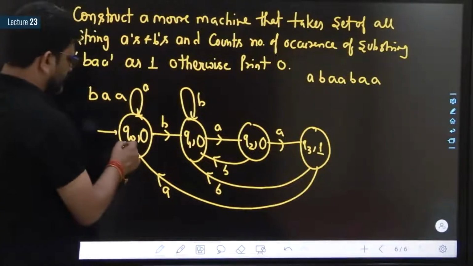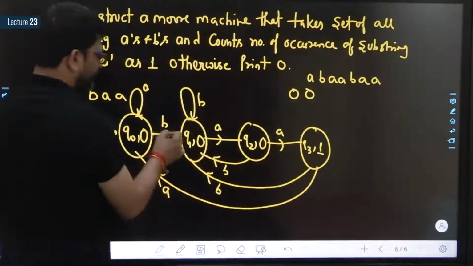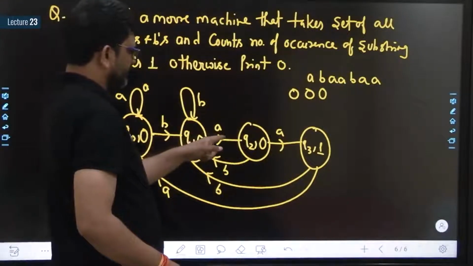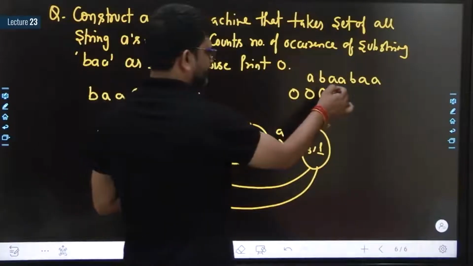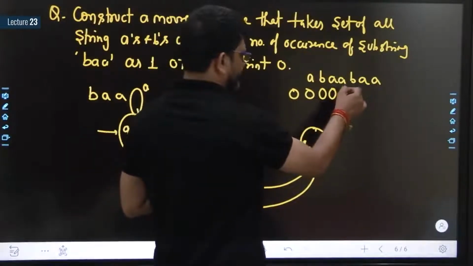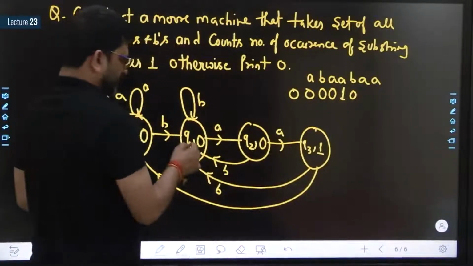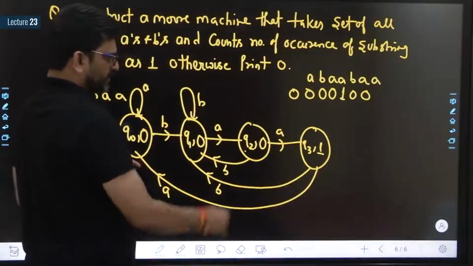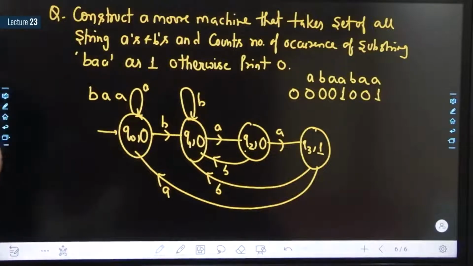Initially on Q0 it prints 0. Read A, again it prints 0. Read B goes to Q1, it prints 0. Read A on Q1 it goes to Q2, again print 0. Read A on Q2 it goes to Q3, it prints 1. On Q3 it reads B, goes to Q1, print 0. On Q1 read A, it goes to Q2 and prints 0. Read A on Q2 it goes to Q3 and prints 1. See, this is the output.